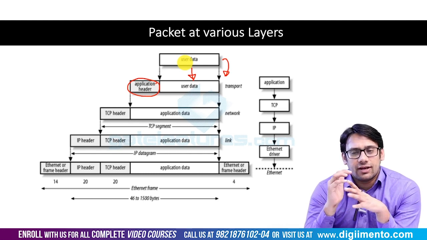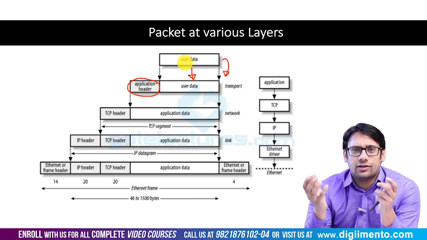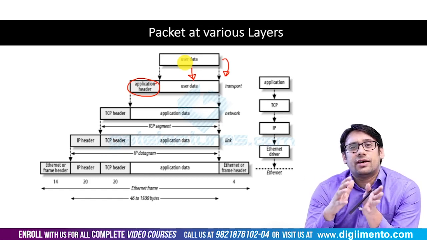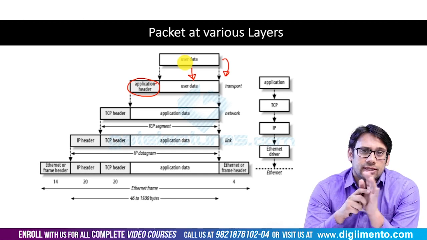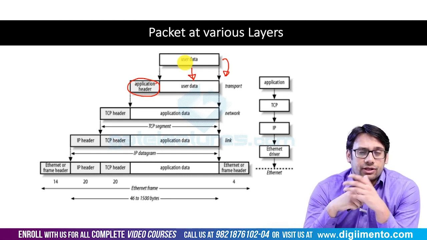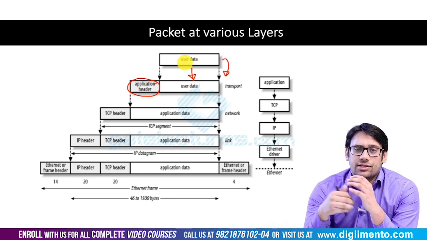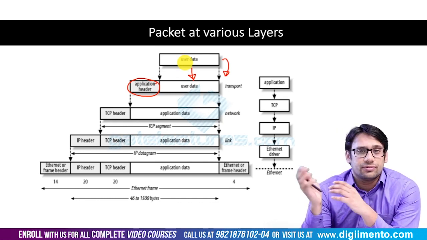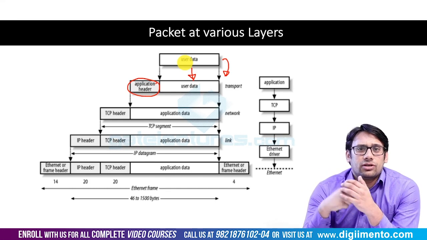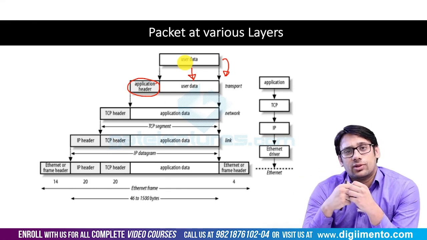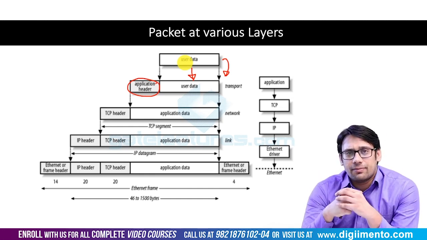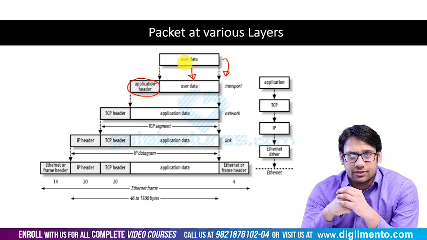In the same way, we can have different kinds of applications that may have different kinds of requirements. The application can be your web browser, where you are trying to browse the internet. The application can be your mail client, where you are trying to send a simple email to your friend, that is SMTP. The application may be your instant messaging service. For example, WhatsApp is an instant messaging service. There are different kinds of applications which may have different kinds of headers.